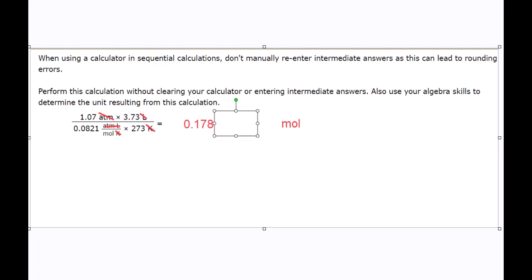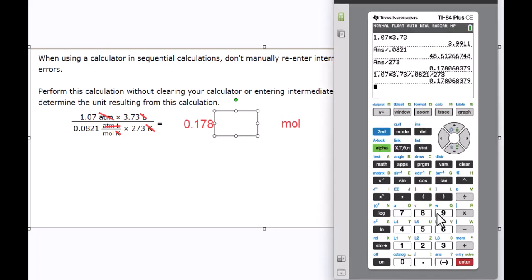One other little trick, but I don't advise doing it, is when you've got a pure multiplication division like this, you don't even have to follow the order. You can do 1.07 divided by 0.0821. Divide by the denominator and multiply the numerator. So I'll put a times 3.73, and then I'll finally divide by 273 and get that same answer. But I don't recommend that.